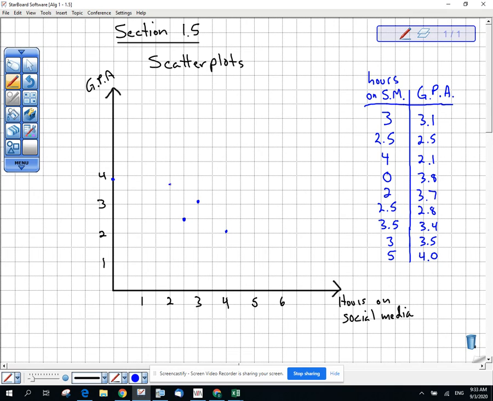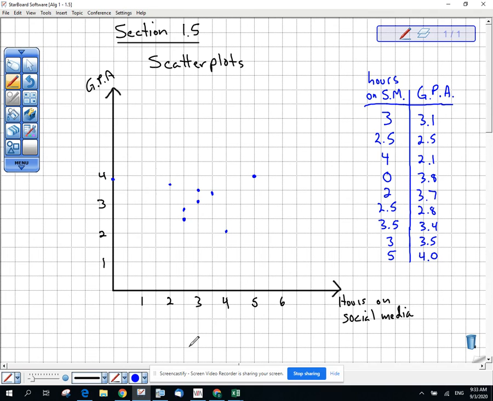You certainly could go by ones or quarters or whatever, but you should not have an inconsistent scale. Don't have something that goes like half, 1, 2, 3, 4. It should be consistent right from the beginning, right from the origin. 2.5, 2.8 is like this. 3.5, 3.4 would be like this. 3.5 would be like this. And then 5, 4.0. I threw that one in there just for fun.